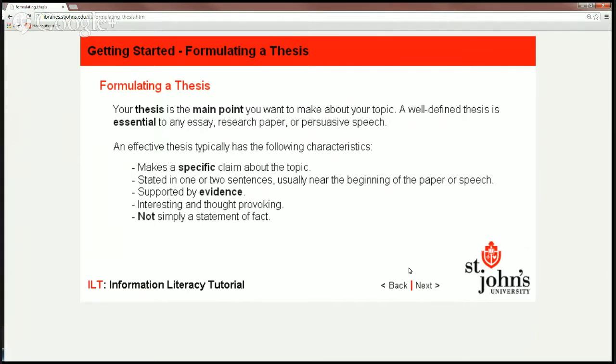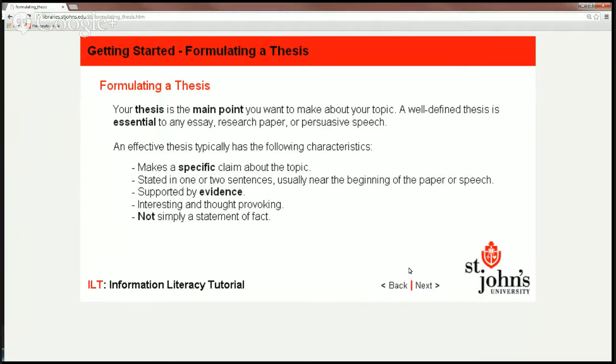Now, an effective thesis typically has the following characteristics. It makes a specific claim about the topic. So like I said, the number of African immigrants to South Africa have increased because of a specific thing. Okay, so you could say because of political and economic and social reasons, right? Or you could say because of mainly political reasons. So those are all specific things about the topic.